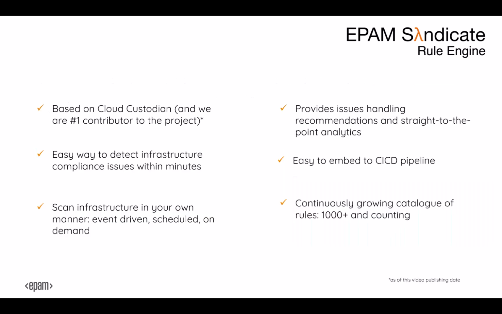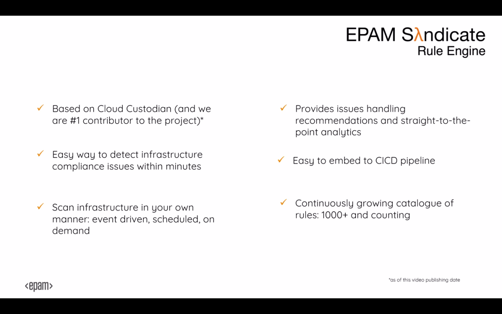EPAM Syndicate Rule Engine is based on the open-source Cloud Custodian tool and includes our own add-ons and approaches that empower rules management and customization, multi-cloud assessments, check results unification, and issues handling recommendations. In addition to detecting the incompliances, it provides issues handling recommendations and the possibility to select event-driven, scheduled, or on-demand scan and manner based on your enterprise-specific lifecycle.